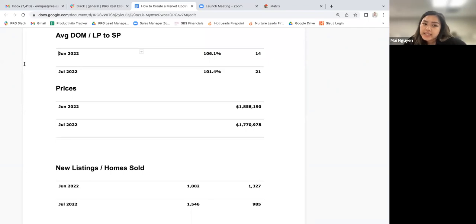As far as prices from June to July, we have seen a decrease in average of $87,212. In June, there were 1,802 new listings, and of that, 1,327 properties were sold. In July, 1,546 properties were listed and under 1,000 were sold. So we have seen a decrease of inventory.